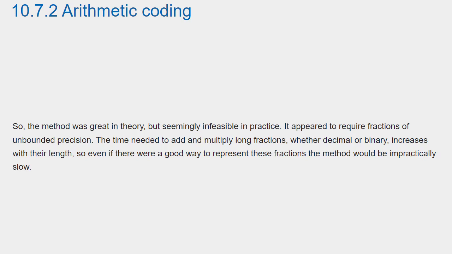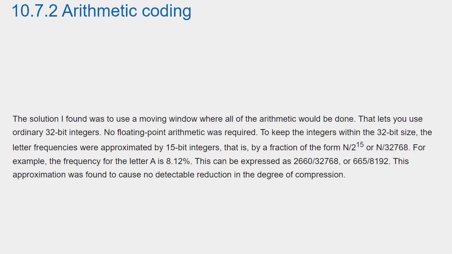The time needed to add and multiply long fractions, whether decimal or binary, increases with their length, so even if there were a good way to represent these fractions, the method would be impractically slow. The solution I found was to use a moving window where all of the arithmetic would be done. That lets you use ordinary 32-bit integers. No floating-point arithmetic was required.